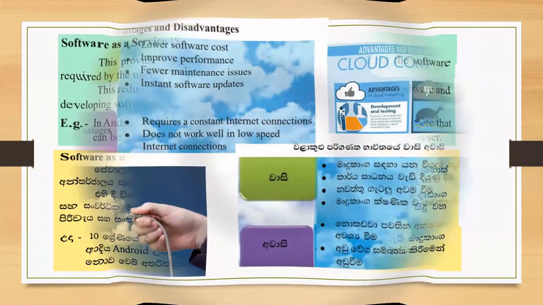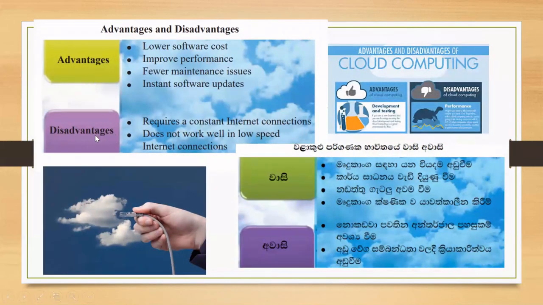Therefore, this is very important, but you have to think about the advantages and disadvantages of this cloud computing. So, what are the advantages? Lower software cost, because there is no need to install or purchase some software, and you can use some software through the cloud. Therefore, lower software cost, right? And improved performance, because you can save bulk data and some databases in the cloud. Therefore, normally you can keep your memory free. Therefore, we can improve our machine performance, right?